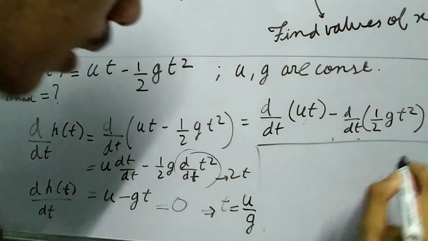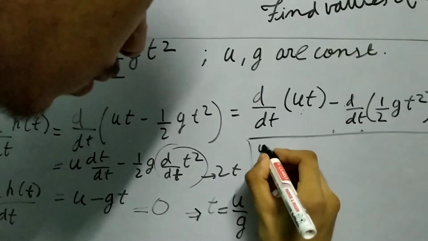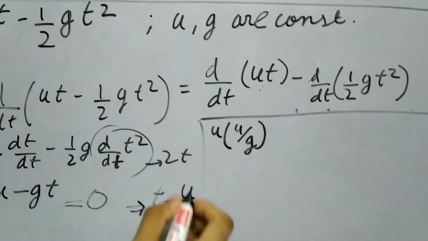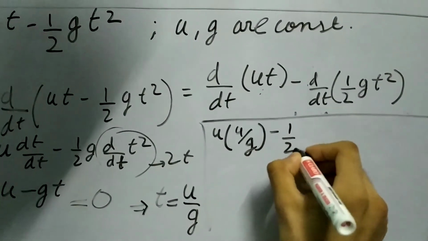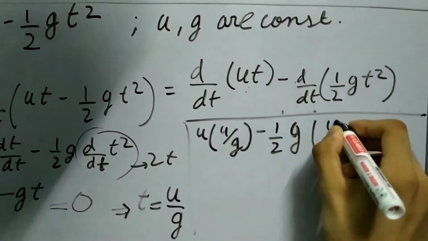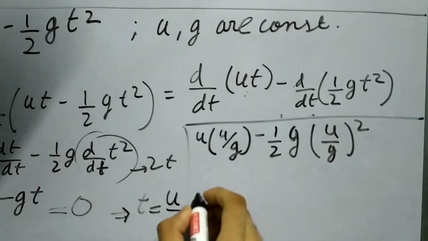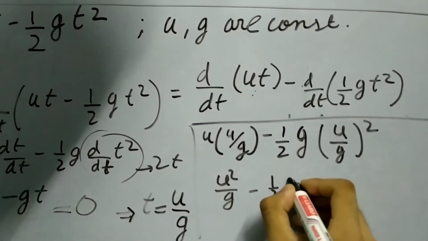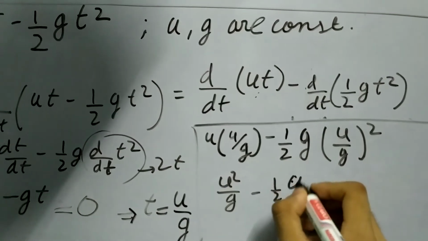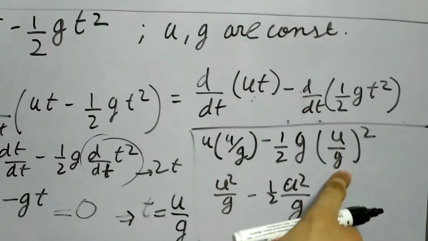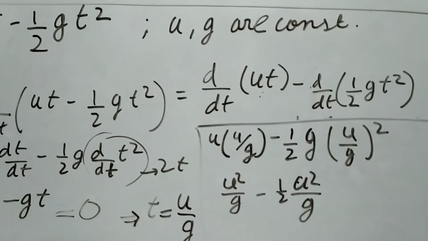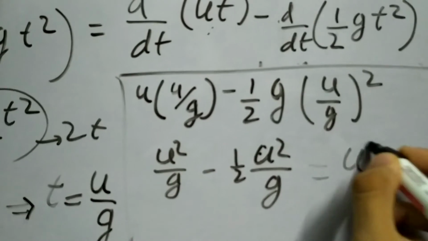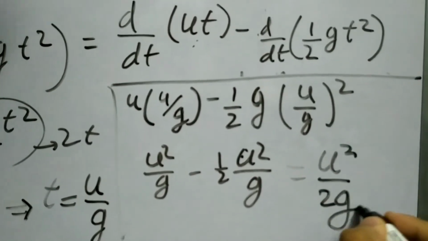Okay, we have u by g. So I'm replacing t with u by g everywhere. 1 by 2 g t square, so it's u by g, the whole thing square. So it's u square by g minus 1 by 2 again u square by g, because we have a g square in the denominator, g will cancel out. So it's u square by g minus 1 by 2 u square by g, which is u square by 2g.